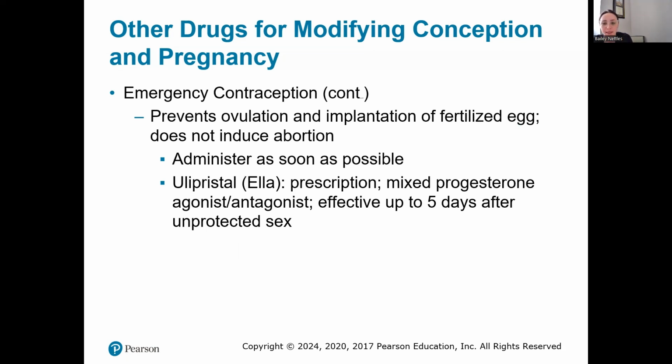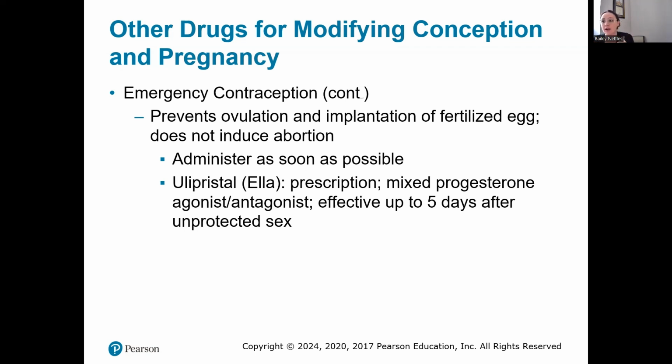I know people who have taken Plan B and still become pregnant, okay? If implantation has already occurred, it's too late. So this is definitely something you need to tell someone if they're taking this to prevent, obviously, getting pregnant. So administer as soon as possible, because once implantation happens, it doesn't work. Ulipristal or Ella is a prescription mixed progesterone agonist antagonist. It is effective for up to 5 days after unprotected sex.